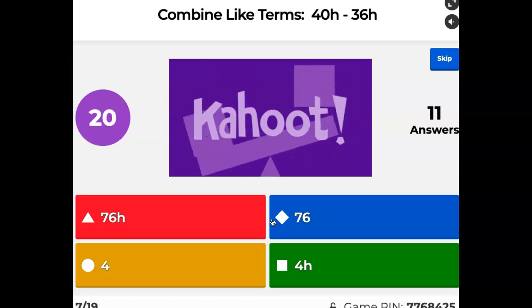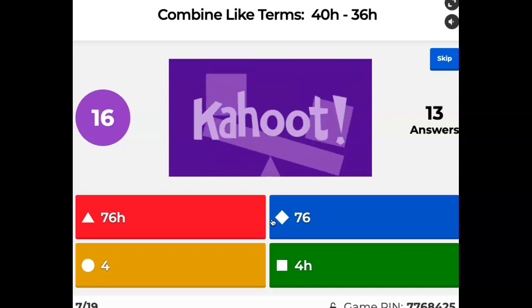So combine 40h minus 36h. Remember, I stress it to the word.